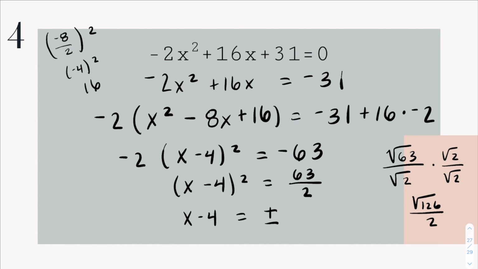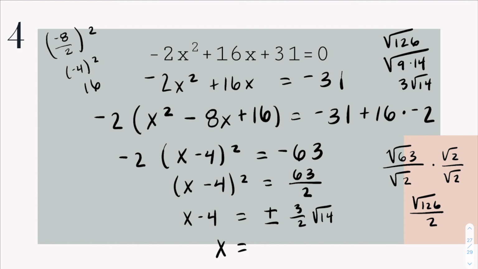And the square root of 126 can be rewritten as the square root of 9 times 14, giving us 3√14. 3/2 √14. And then we add 4 to both sides. Leaving us with our two irrational solutions.